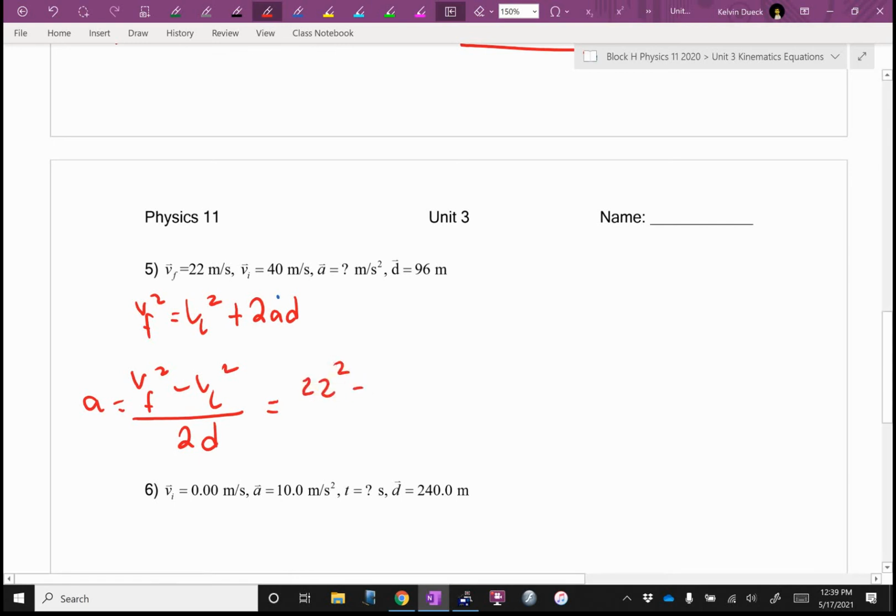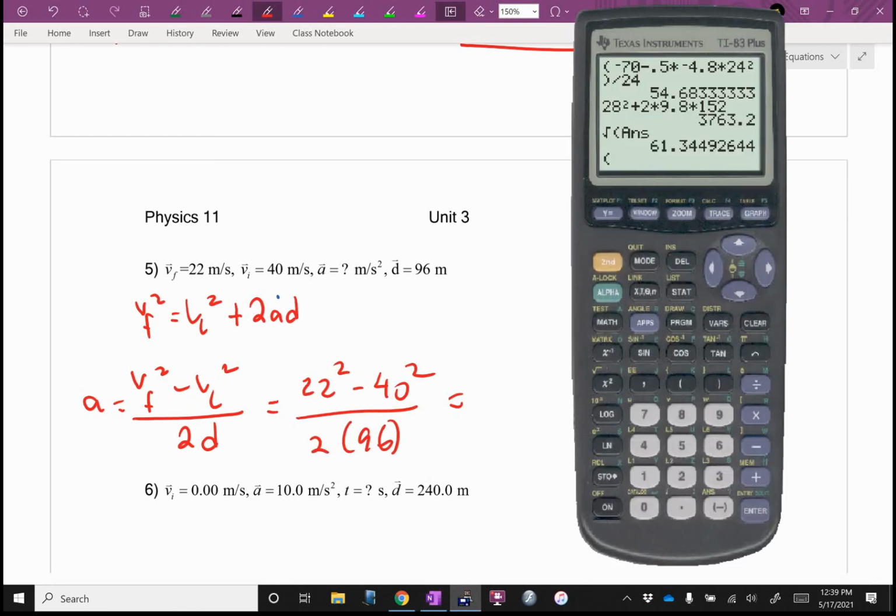22 squared minus 40 squared all over 2 times 96. Is this a fraction? Yes. Is there more than one thing on the top? Brackets around the top. 22 squared minus 40, don't forget the squared, divided by, is there more than one thing on the bottom? Yeah, brackets around the bottom.